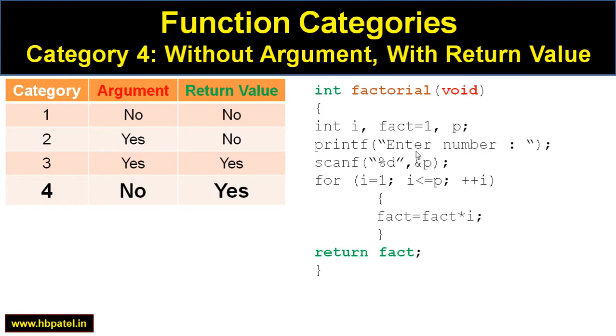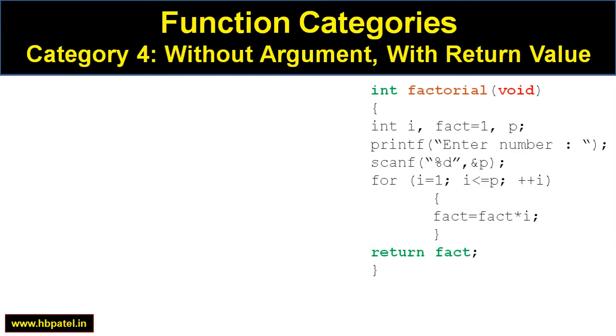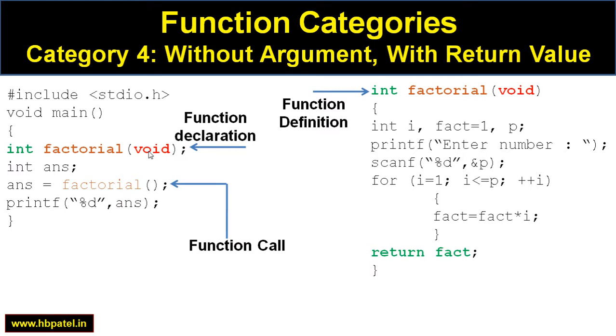Now what do we do in this function? We ask the user to enter a number. Once that number is entered, then with the same logic, we run a loop for i equal to 1 to p and calculate the factorial, and that factorial is returned. So let us see how we use this in our program. It is the same function that we have taken, and this is my main. In main, the first line is the declaration of the function, int fact void, meaning factorial is a function without any argument but with one integer return value.